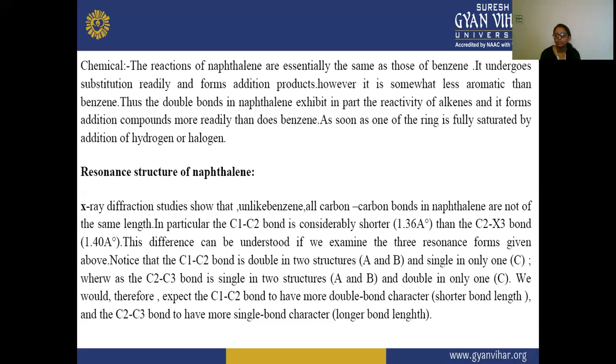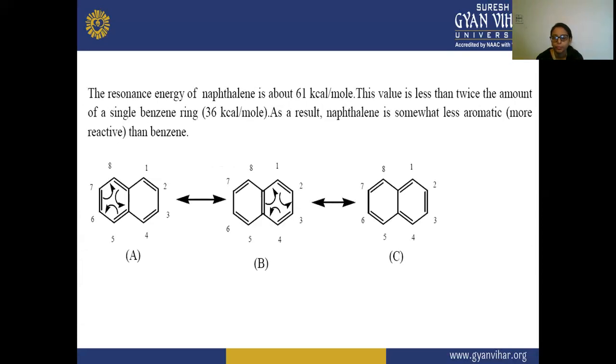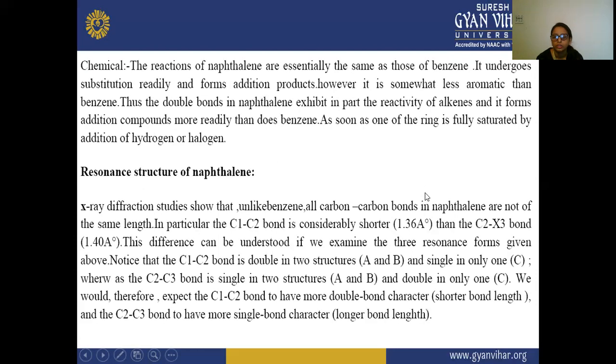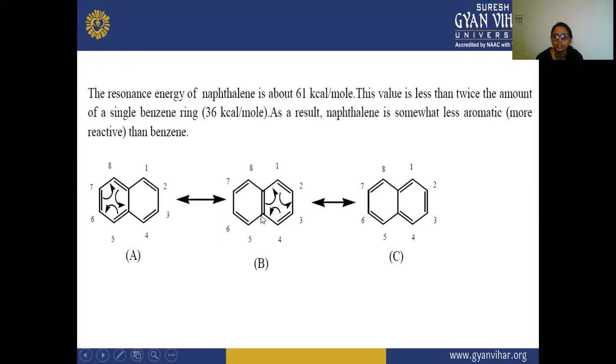Notice that the C1-C2 bond is double in two structures, A and B, and single in only one, C. You can see here the double bond in A and B, and it is single in C. Whereas the C2-C3 bond is single in two structures, A and B, and double in only one, C.